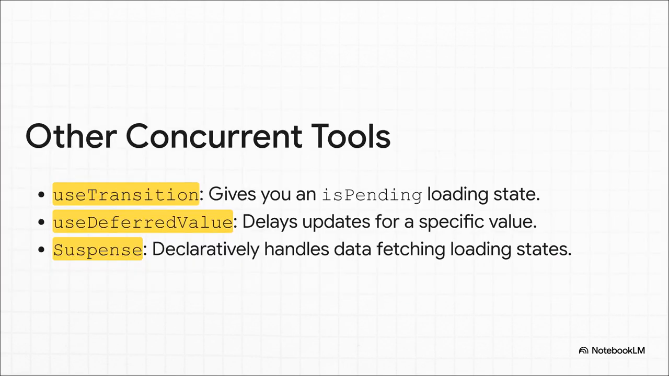And startTransition is really just the star of the show. There's a whole supporting cast. The useTransition hook gives you a handy isPending state so you can show a spinner while that background work is happening. useDeferredValue lets you deprioritize a specific value. And Suspense opens up a whole new world for handling data fetching and loading states declaratively. It's a complete toolkit for building truly modern UIs.